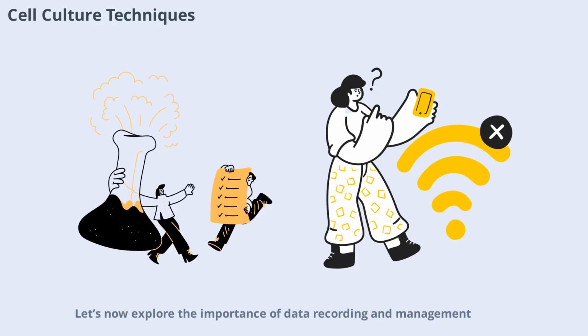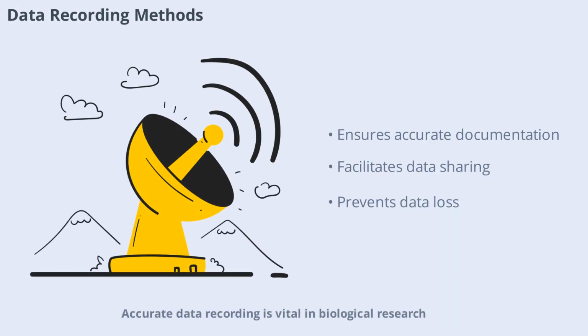Let's now explore the importance of data recording and management. Accurate data recording is vital in biological research. Researchers use notebooks, spreadsheets, and specialized software to document observations, measurements, and experimental results. Consistent and detailed records ensure that data can be analyzed, shared, and reproduced by others. Proper data management also helps prevent errors and loss of information. As research becomes more complex, digital tools and databases play an increasingly important role in organizing and storing data.